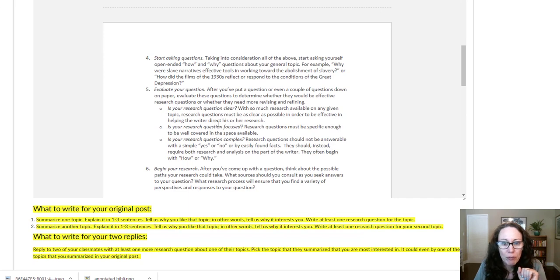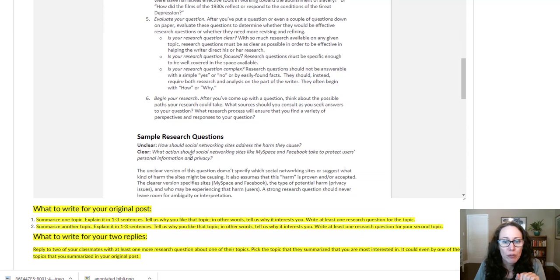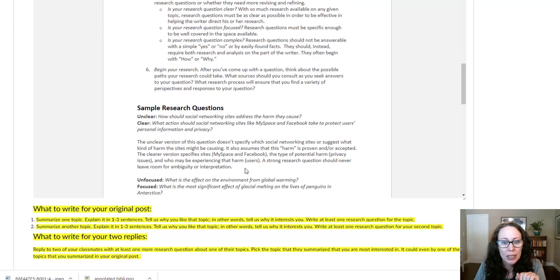And then refining your questions. You're not quite going to begin your research yet. We're just going to start with the questions. Here are a few samples: an unclear one, an unfocused one, and then they give the good questions. So your questions should be pretty detailed, and they should have some specific information in them.